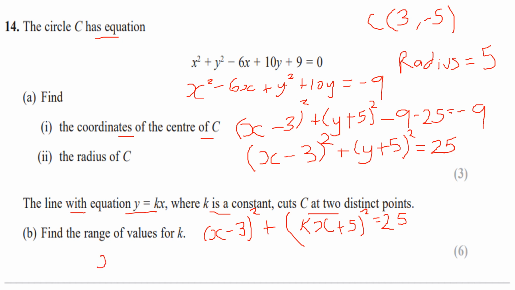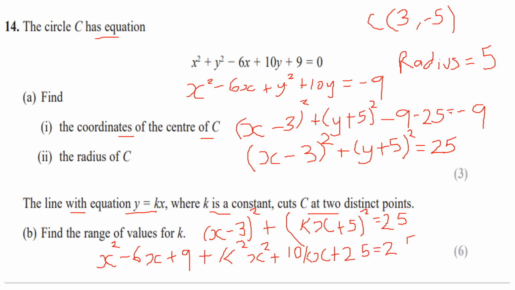So expand the brackets and then collect like terms. This one here goes to x squared minus 6x plus 9 when you expand it in full. Sorry that I'm missing some steps here, but hopefully you're able to follow me. If you expand this double bracket, it goes to k squared x squared plus 10kx plus 25 is equal to 25. I'm going to subtract 25 over both sides, so this quadratic here will equal 0.